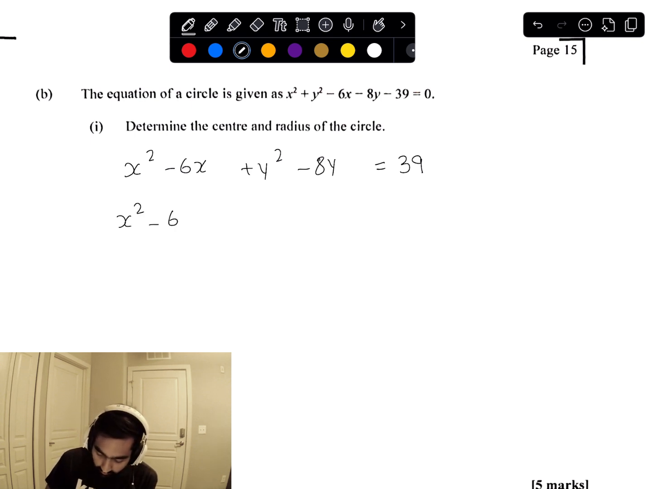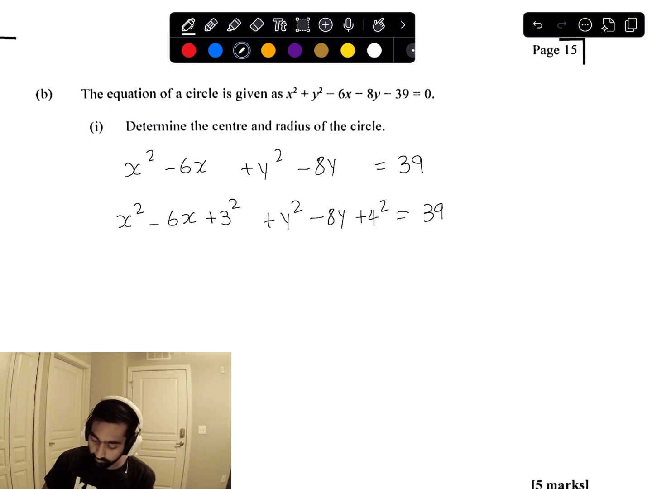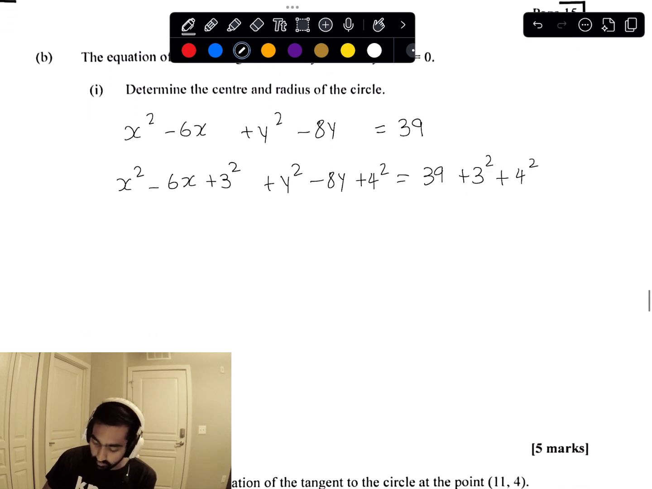To do that, I have to take the 6 divided by 2 and add the square of it, so plus 3 squared. Similarly here, y squared minus 8y, take the 8, divide by 2, it's 4, so then plus 4 squared. And now to keep the equality, I have to add that same thing. So I added a 3 squared and I also added a 4 squared, like this.